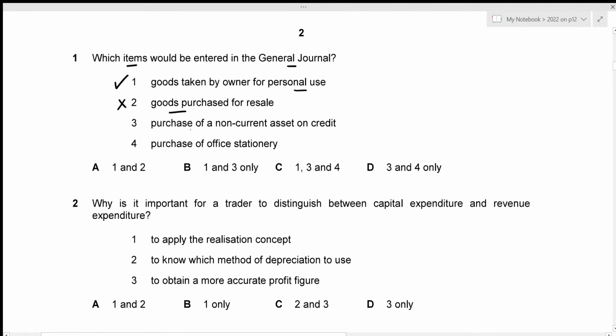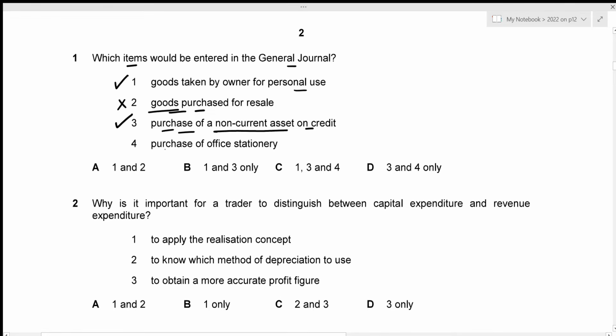The third one is purchase of a non-current asset on credit. So some of you might get confused because in the second item as well, we purchased something. In the third item as well, we purchased something. But the difference is in the second item, we purchased some inventory for resale. But in the third item, we are purchasing a non-current asset. And this is not for resale, which means that this should not be included in the purchases journal. Instead, this would be entered in the general journal.